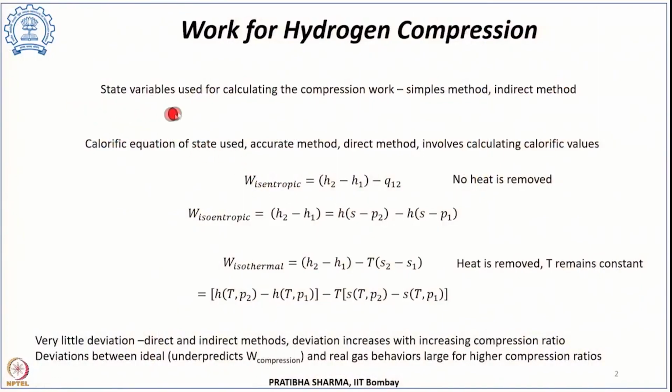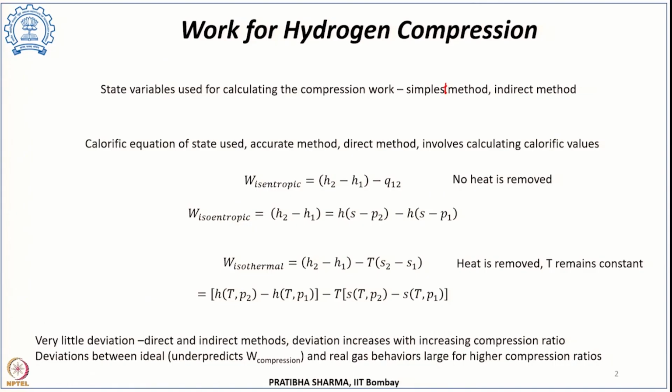In the earlier class, we have seen the fundamentals of hydrogen compression and expansion, and also we have seen the work we can calculate for compression using the different state equation or different state variables. Now there are two different ways of calculating the work of hydrogen compression. One is using the state variables, using the state equations, and if we use that for calculating the compression work, this is the simplest method for calculation, and this is also known as an indirect method.